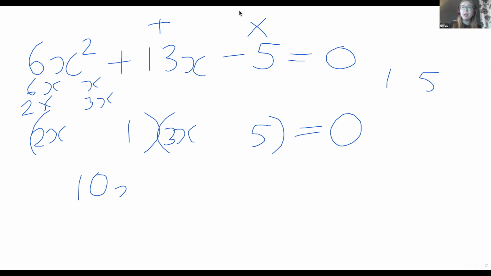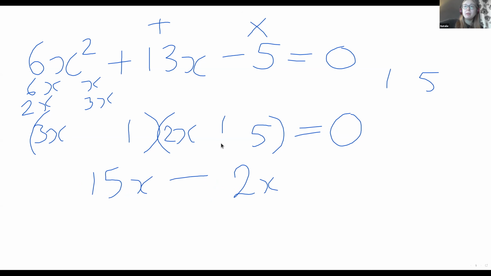So it must be 3x and 2x. 3x times 5 gives me 15x, and 2x times 1 gives me 2x. Yes, if I subtract those, I get 13x. Which means it must be plus 5 and minus 1 to give me plus 15x, take away 2x.